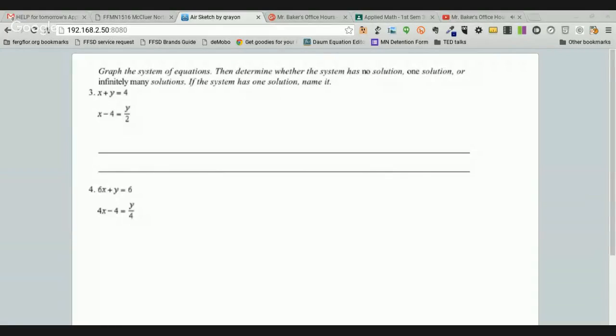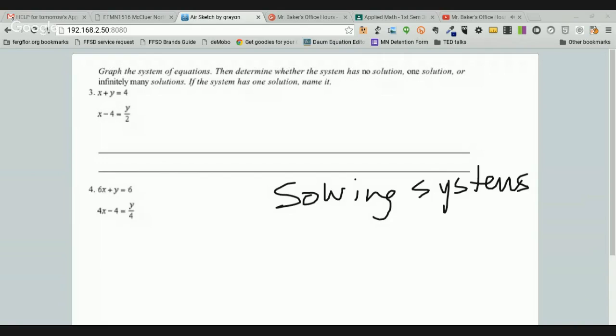Alright, so let's just start here. Well, before we do this, remember that there's three main ways that we can solve systems.